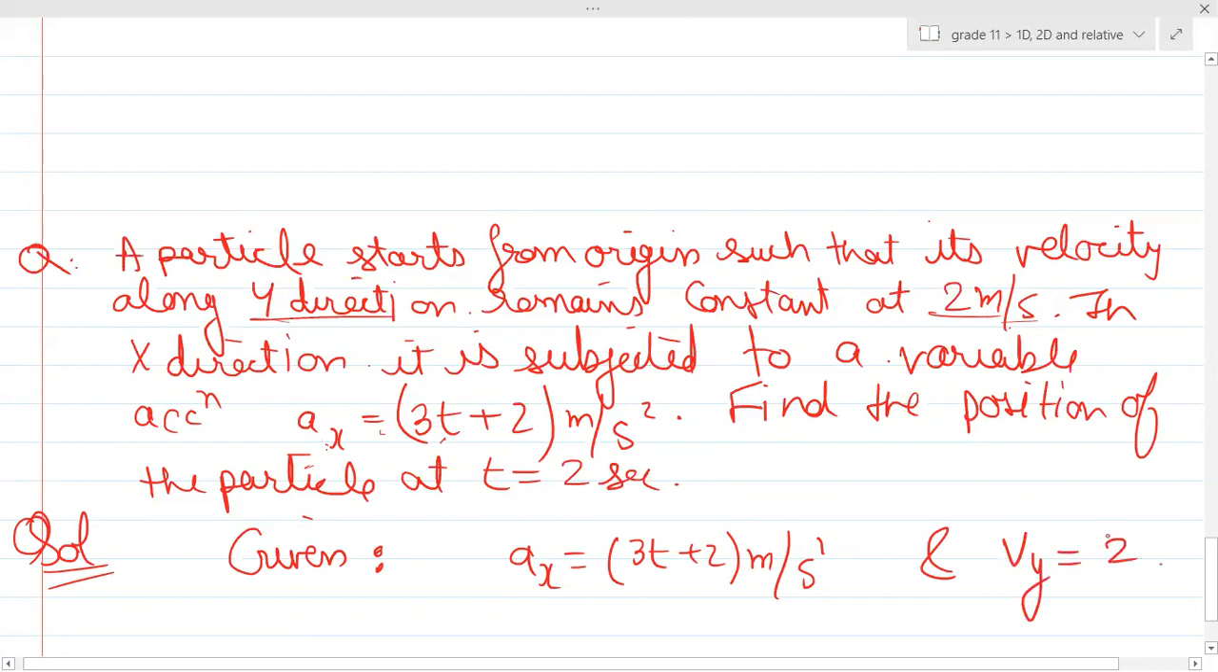Is this clear? Additional data: the particle starts from origin. A particle starts from origin, it says that.